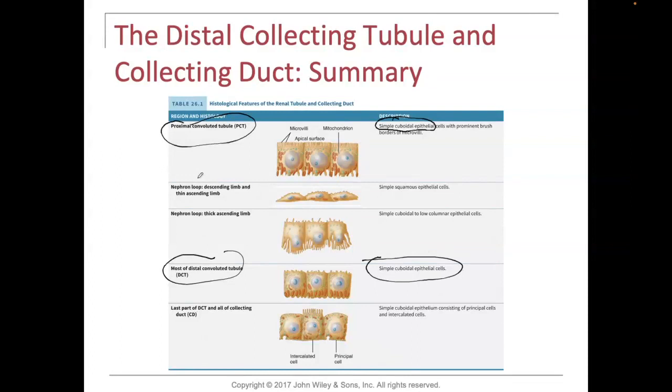cuboidal epithelium. But if you look at the loop of Henle, the descending limb and ascending limb, you got simple squamous. So where you have this at the loop, it's a lot easier for the diffusion of salt and water here. Salt and water to be exchanged at that loop of Henle.